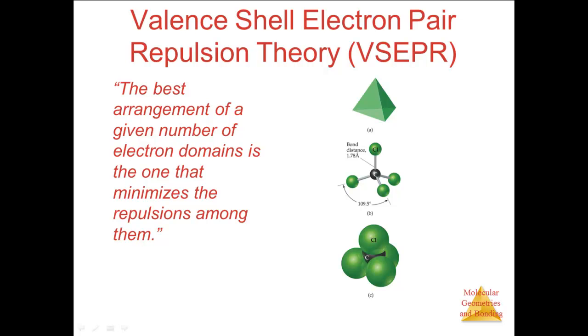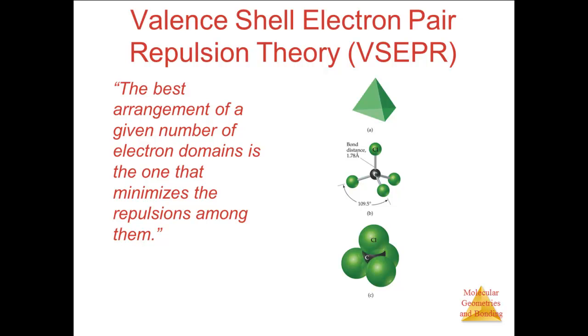Valence shell electron pair repulsion, more simply known as VSEPR, is a relatively simple way of talking about and predicting the shapes of molecules. The basic idea is that electrons want to get as far away from each other as possible because they repel each other. How far apart they can get depends on how many of them there are. We call each region where there are electrons an electron domain.